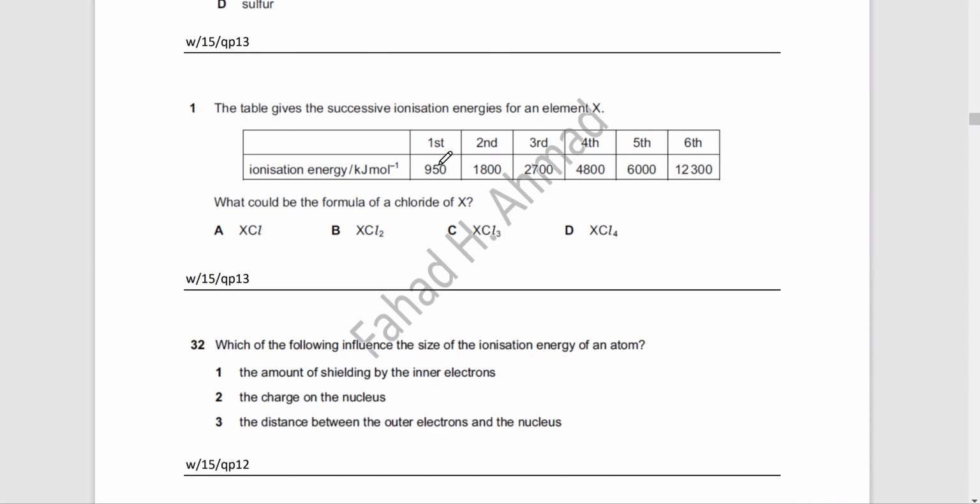Removing the first electron is easy. Removing the second electron is not very difficult. So there's a general trend. Removing the third electron is kind of easy. Fourth electron, kind of easy. I mean, there's a gradual increase.